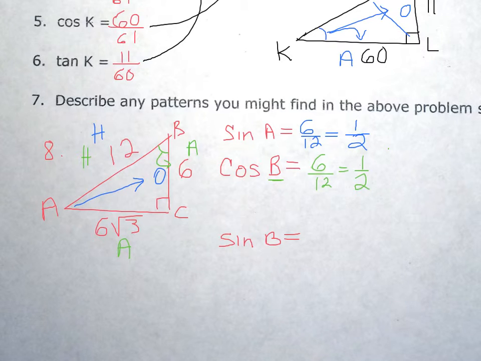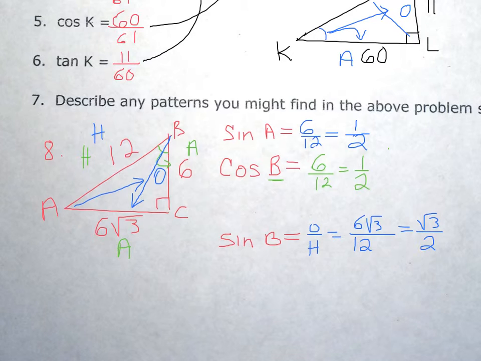Okay, so sine is what over what? Opposite over hypotenuse. So it's opposite over the hypotenuse. So I have to look at B. The opposite is 6 square root of 3 over hypotenuse, which is 12. And then you can reduce that, right? That would be square root of 3 over 2.